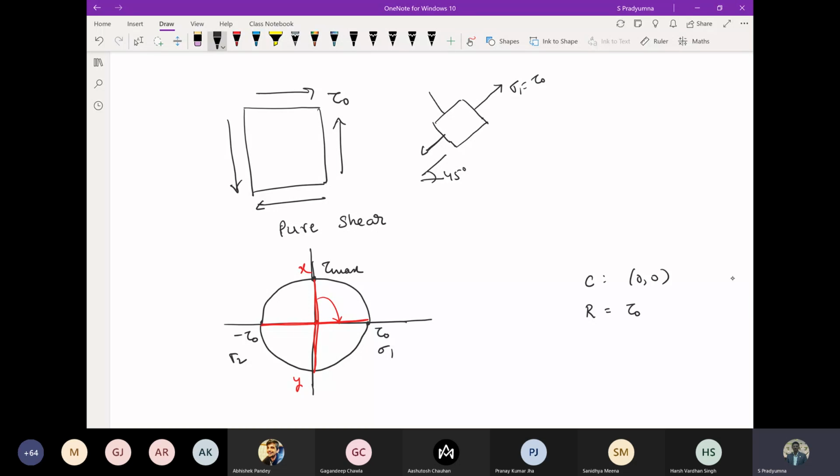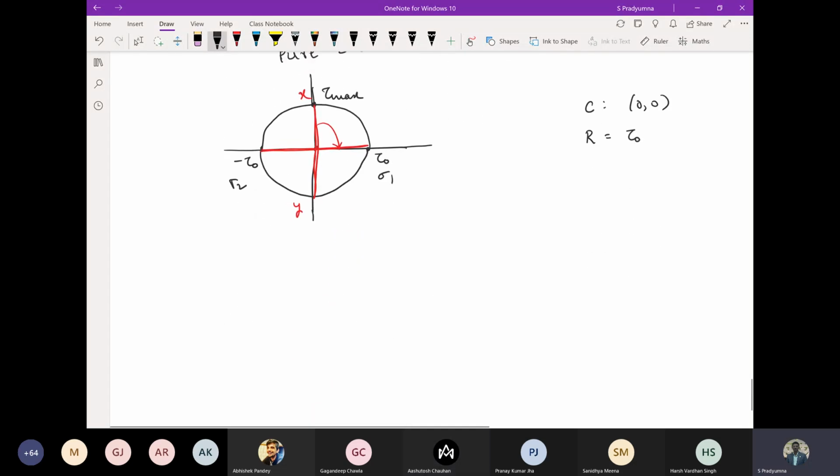And what is the stress in the other direction? This is sigma 2, that is equal to minus tau naught. So these are equivalent, right? When you rotate any pure shear state by a 45 degree angle, this is also called a pure shear condition because they are equivalent. Agree?